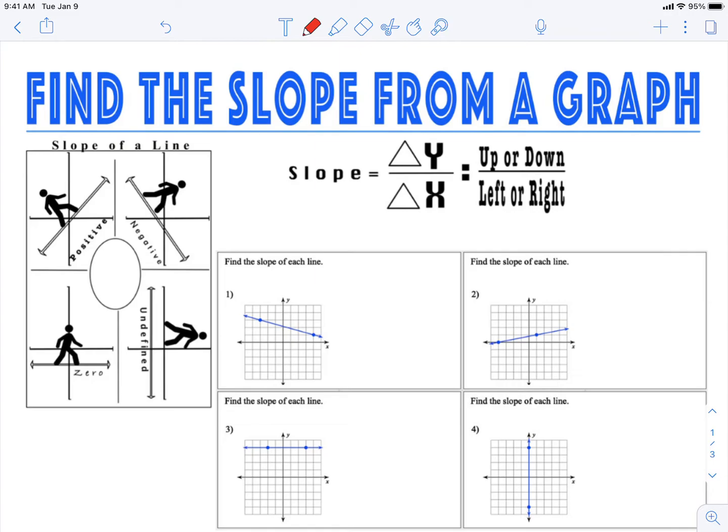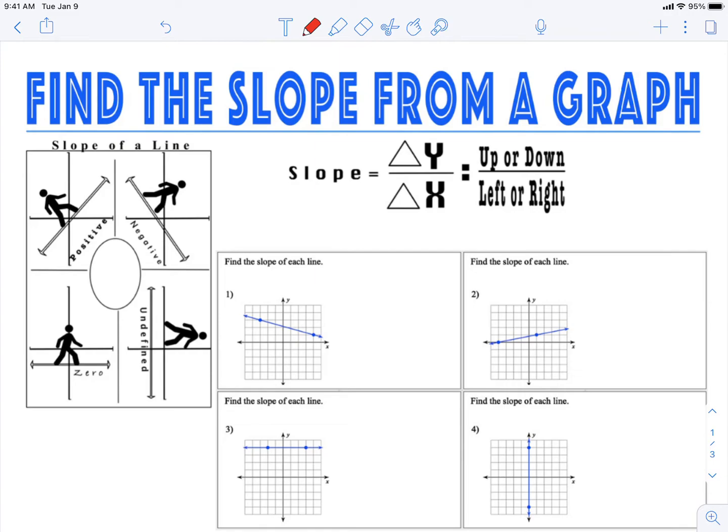All right, guys, here we are. This is a new lesson, and the lesson is called Find the Slope from a Graph. So make sure you have your paper, a notebook, and a pencil out, ready to copy notes. And we're going to get started.